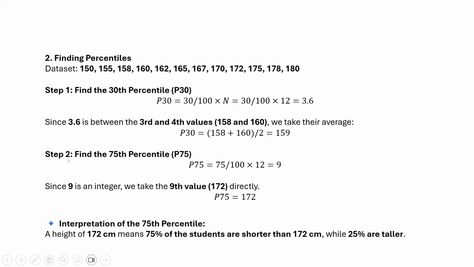Okay. So find the 75th percentile, same thing. We'll calculate 75 divided by 100 times the total number of samples, which is 9, right? So here it is an integer. We take the ninth value, 172 exactly. So the interpretation is that a height of 172 centimeters means 75% of the students are shorter than 172 centimeters. So only 25% of the students are taller than this height.